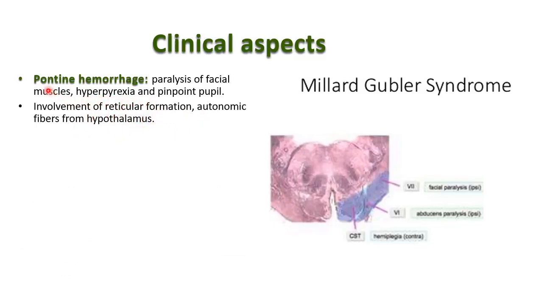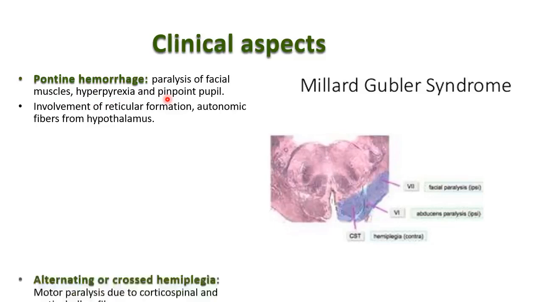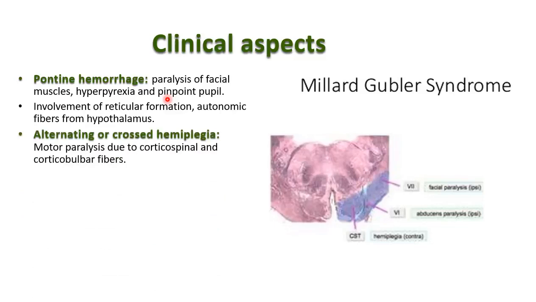So spontaneous hemorrhage leads to three P's: paralysis, pyrexia, and pinpoint pupil. The patient also goes into a stage of coma. Then what is alternating or crossed hemiplegia? Here motor paralysis occurs, with contralateral hemiplegia and ipsilateral paralysis of the facial muscles. That is called alternating or crossed hemiplegia.